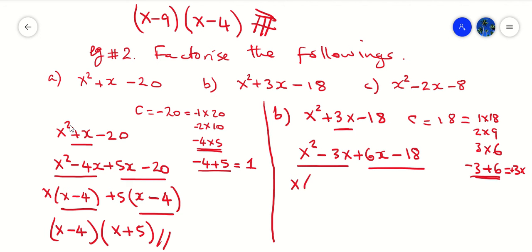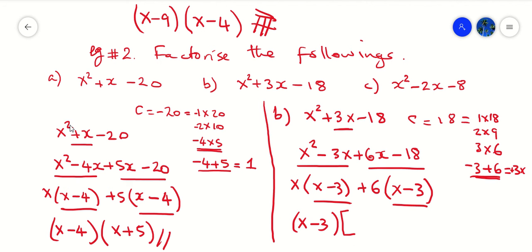Kwa hiyo hapa nitapata common factor x into x minus 3 plus what are the factors between these two terms, positive 6. Hapa itabakia x minus divided by positive itanipa minus sign, 18 divided by 6 itanipa 3. Kwa hiyo bracket hii na bracket hii is exactly the same. I will take one of it out of the bracket, x minus 3 into bracket all this divided by x minus 3 itanipa x plus all this itanipa positive 6, and this will be the end of part B.